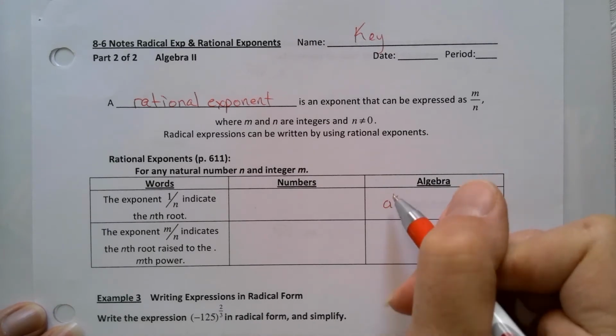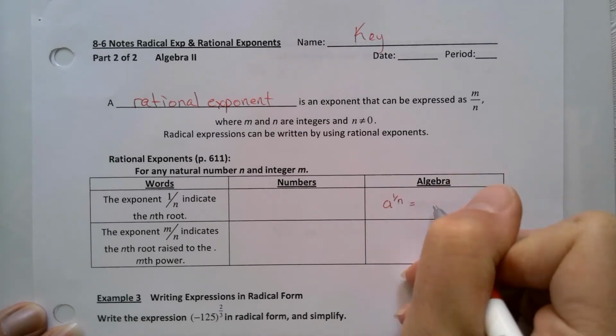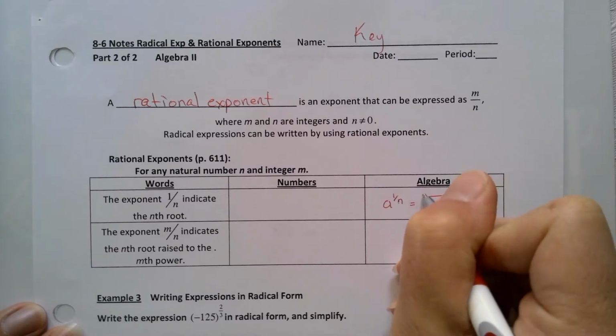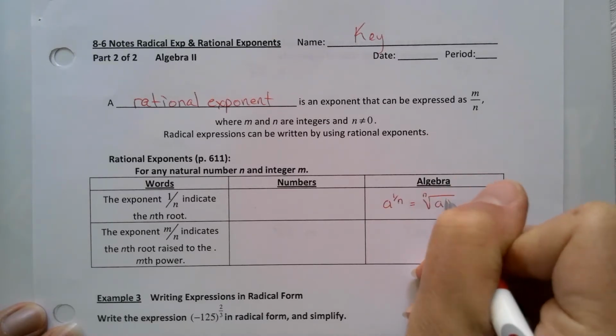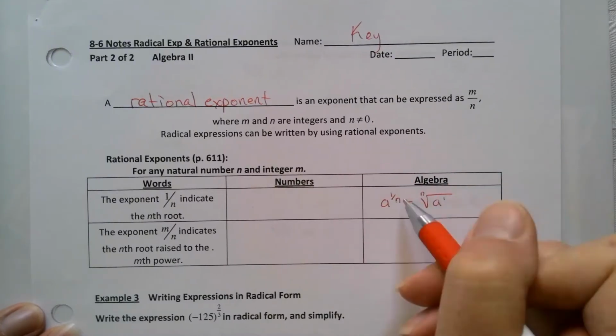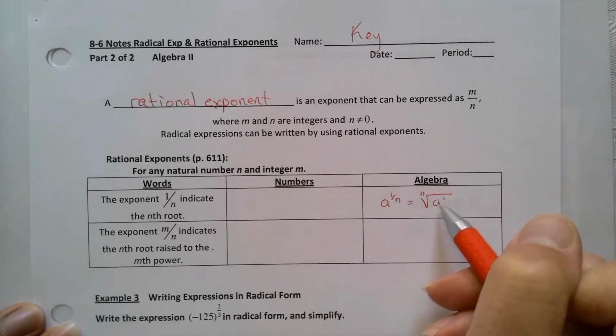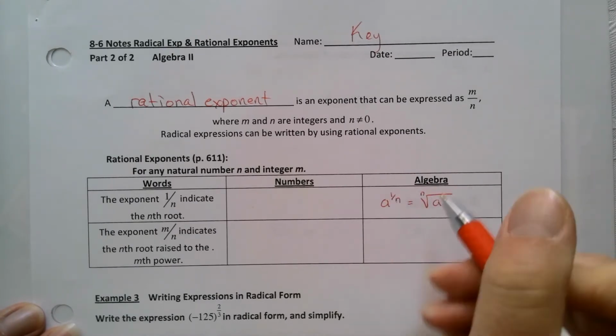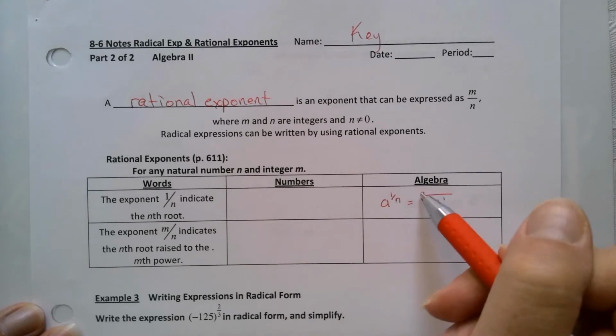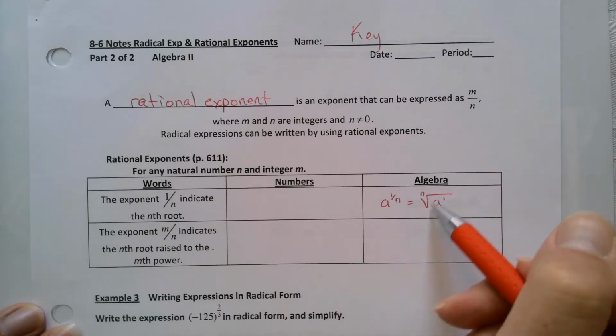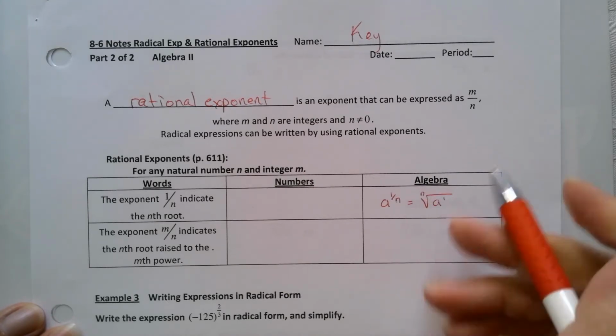If I have a to the 1 over n, that is equivalent to the root form, the nth root of a to the first. All right? The denominator is our root. The power comes from the numerator. So the nth root of a, n is the index. Here is our radical symbol. A is the radicand. All right, so let's show an example.